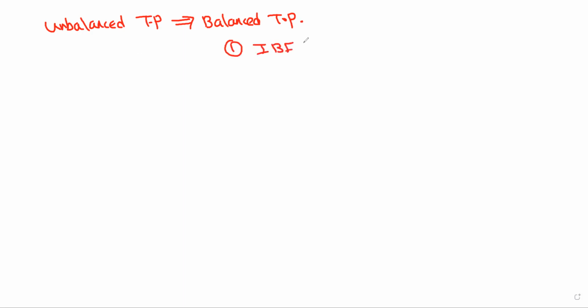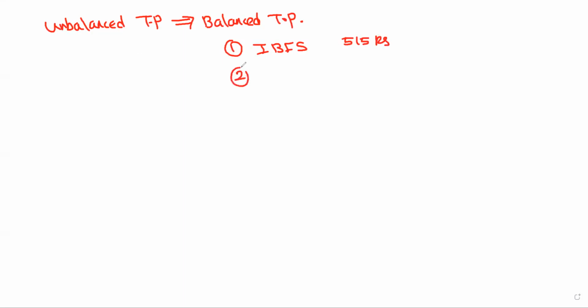Good morning, students. In the last class, we converted an unbalanced transportation problem to a balanced transportation problem. Then we found the initial basic feasible solution. We got 515 rupees.